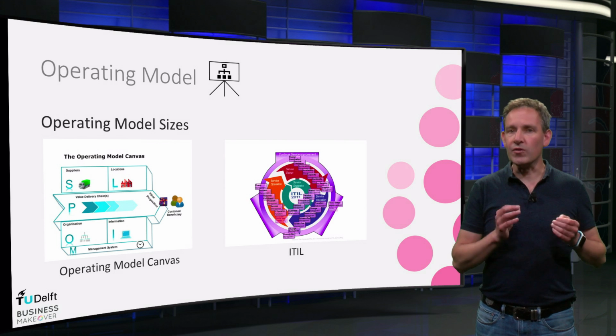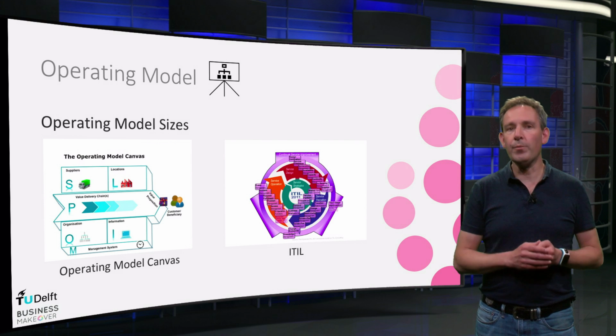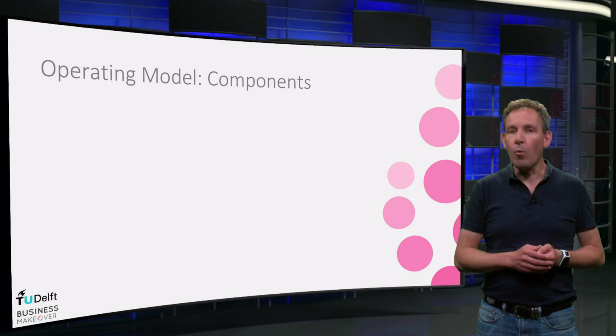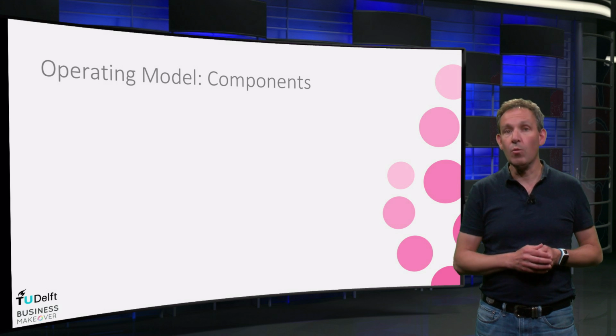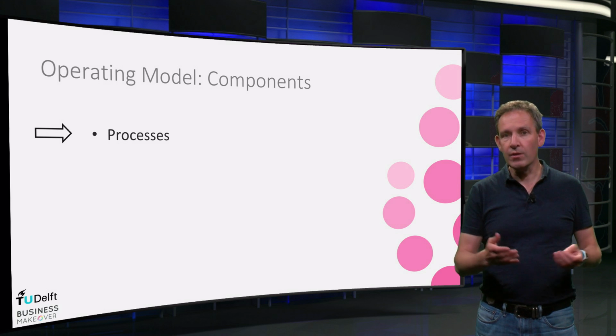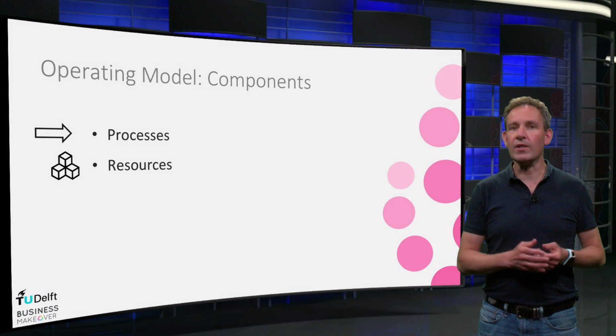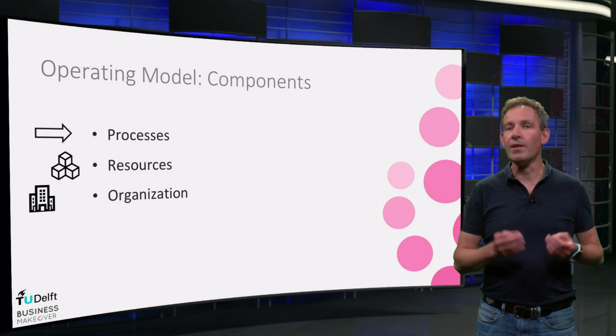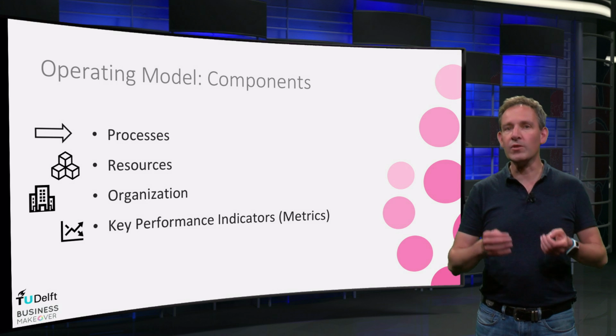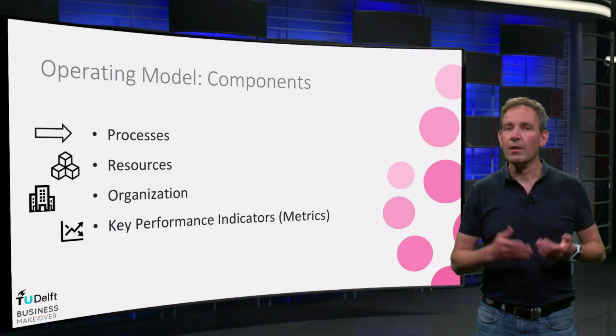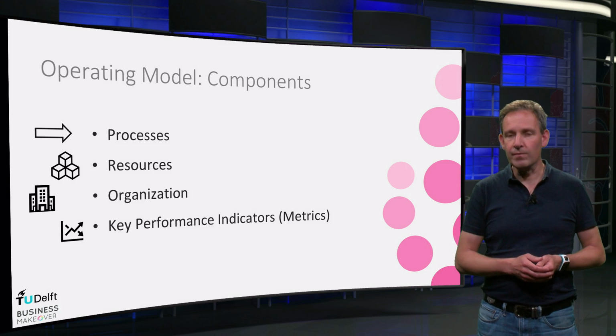We will describe a concise operating model with 4 components. So, what are these 4 components? Well, we have processes, resources, organization, and, very important, metrics or key performance indicators. Now let's elaborate on these components.